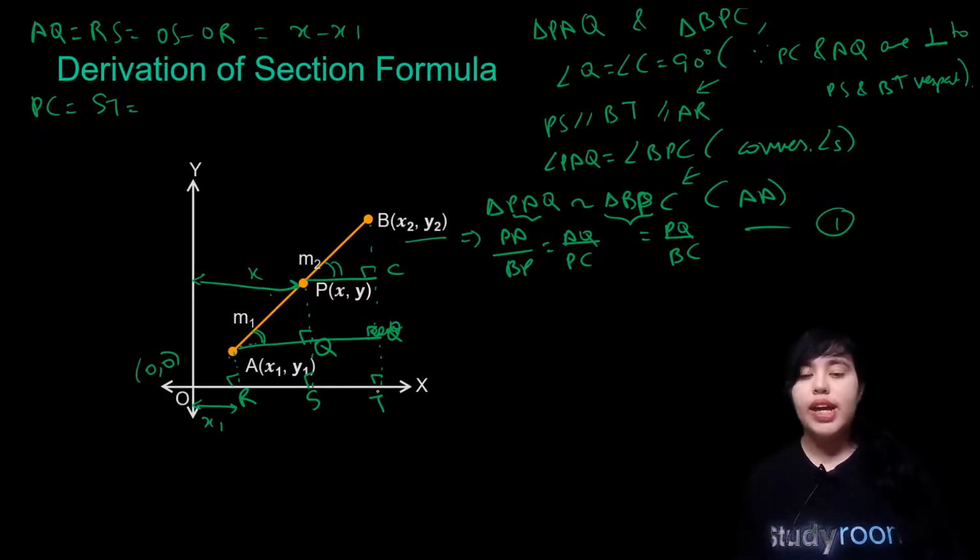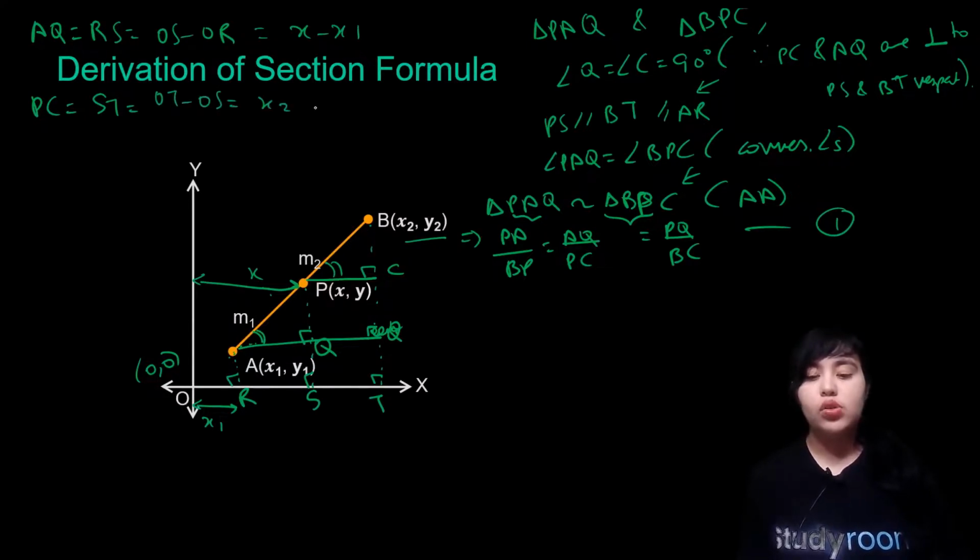Okay, so now your ST is what? It is OT minus your OS. Your OT is X2 and OS is X.